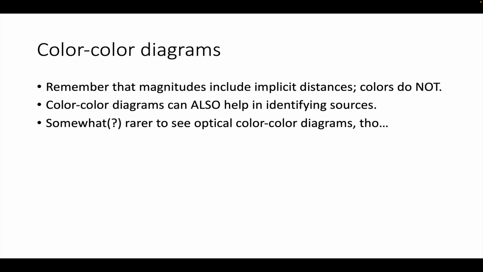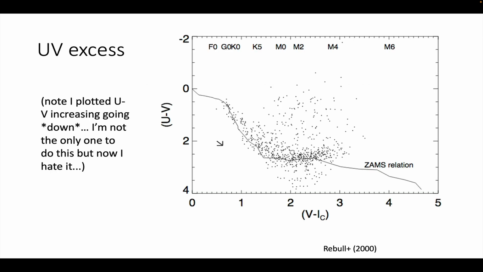So remember that magnitudes include an implicit distance, but colors do not. So color diagrams, not color magnitude, but color diagrams can help in identifying sources. It is somewhat rarer to find optical color diagrams. Usually optical diagrams are color magnitude, but you do see color diagrams.